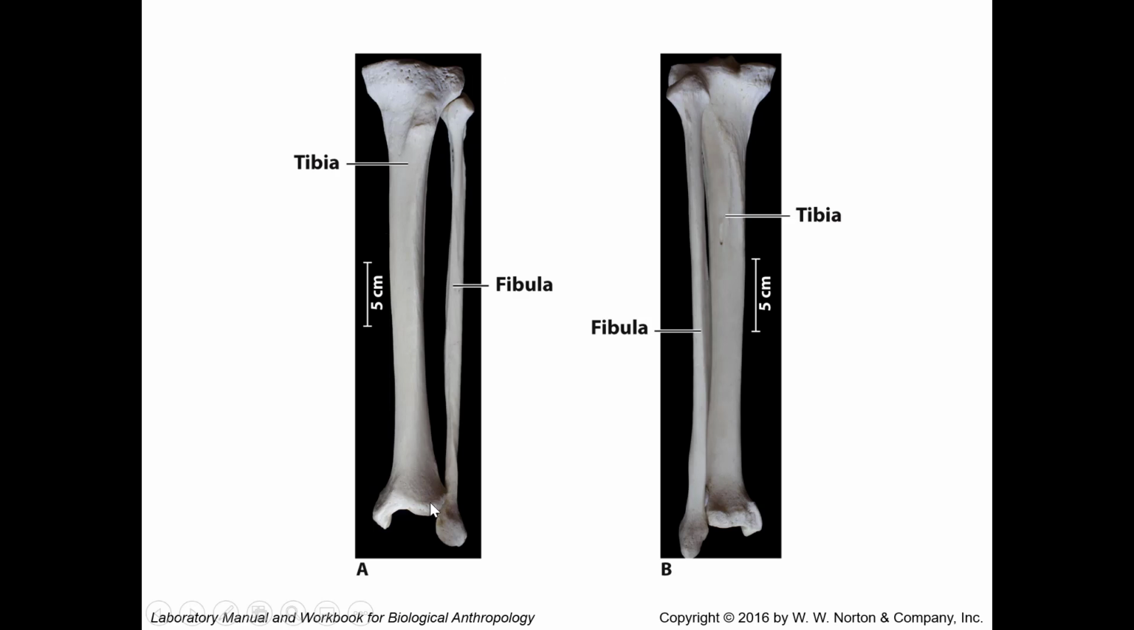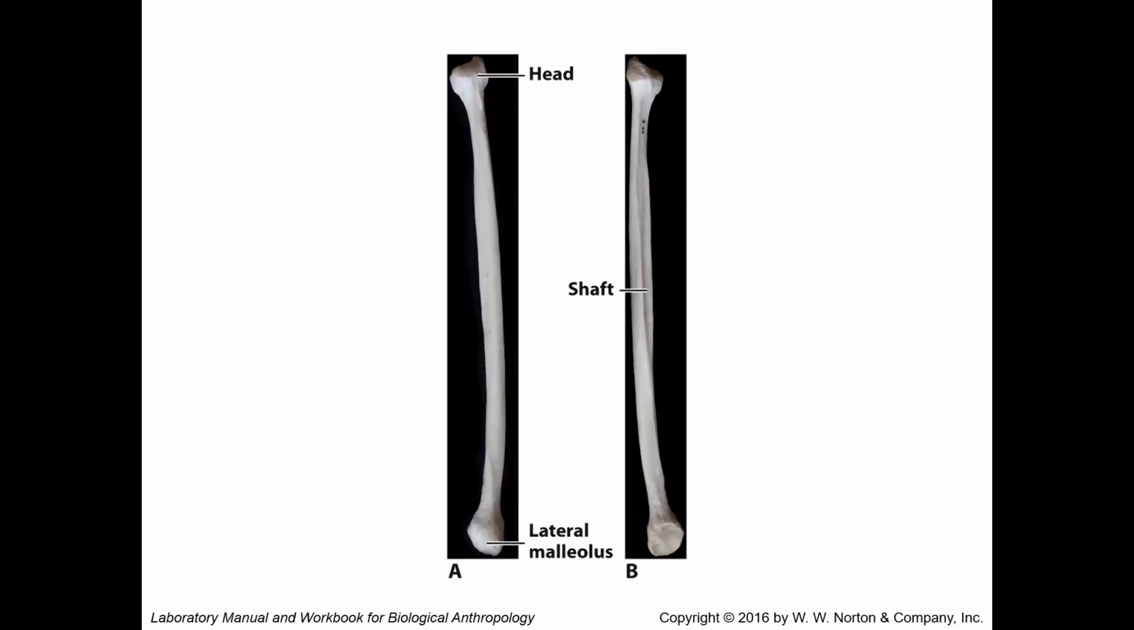The fibula now is the thinner and the more lateral of the two leg bones. Unlike the tibia, the fibula is not involved in the knee joint, right? So it doesn't connect. At the proximal end, the fibula has a rounded head that articulates with the tibia. So right up here.